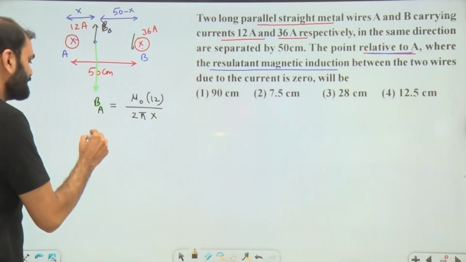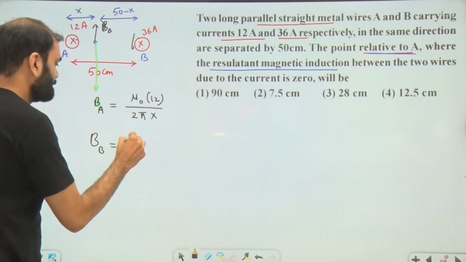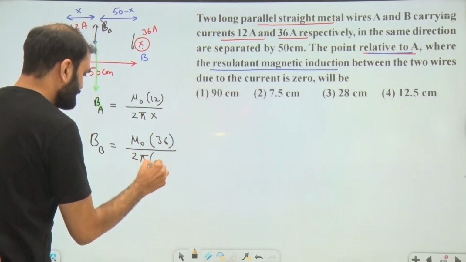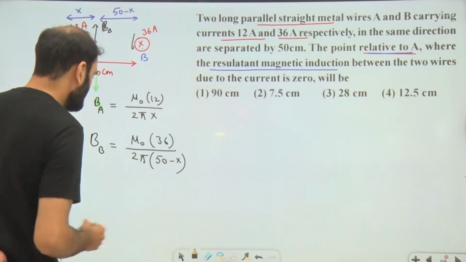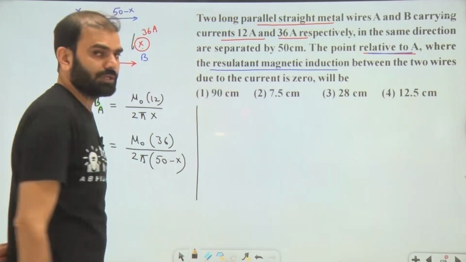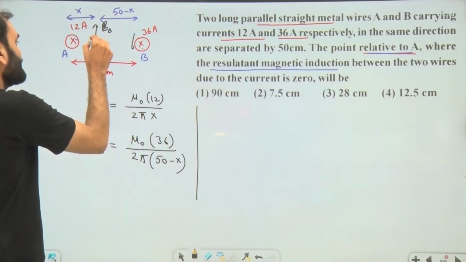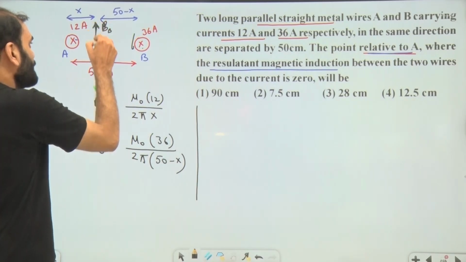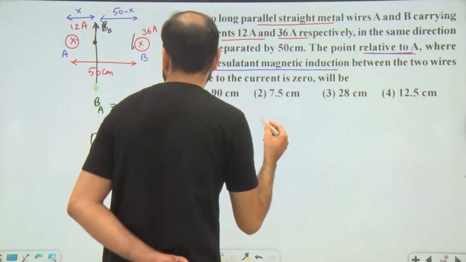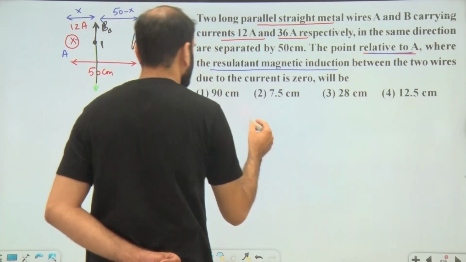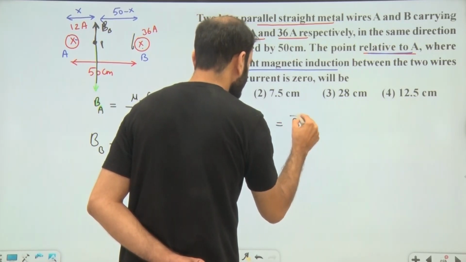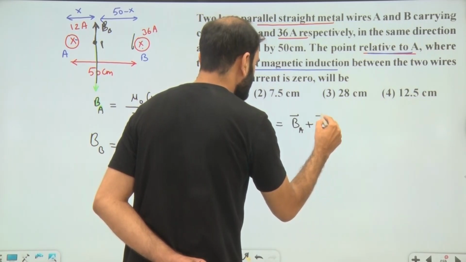You can calculate the magnetic field due to B, which is equal to mu naught into the current in this wire, 36, upon 2 pi into 50 minus x. Now the magnetic induction is 0 at that point, so the value of one magnetic field should be equal to the value of the other. Let's say there is a point P. At point P, the magnetic field due to A plus the magnetic field due to B comes out to be 0.